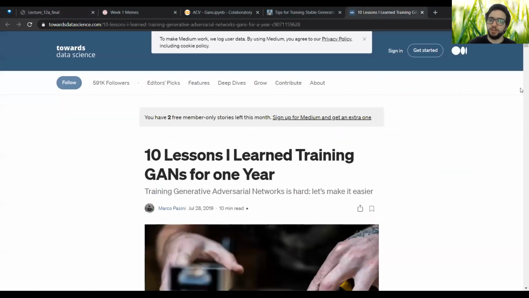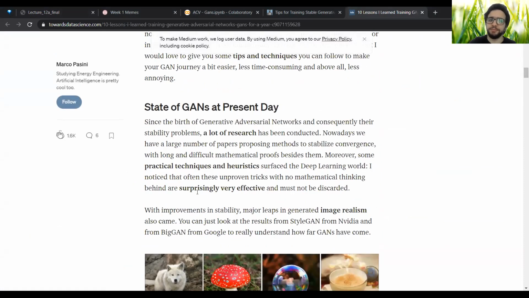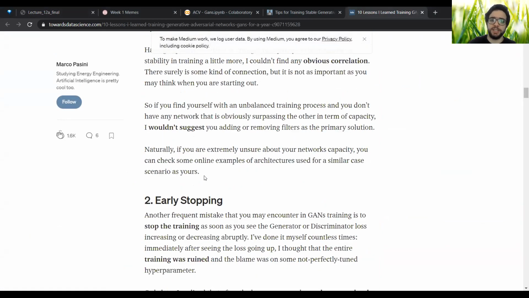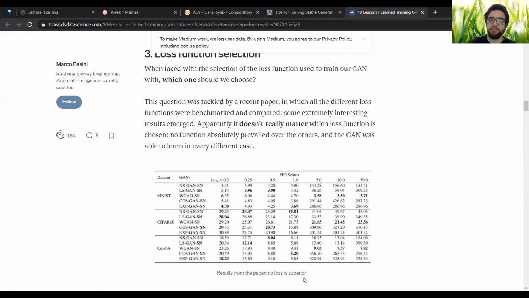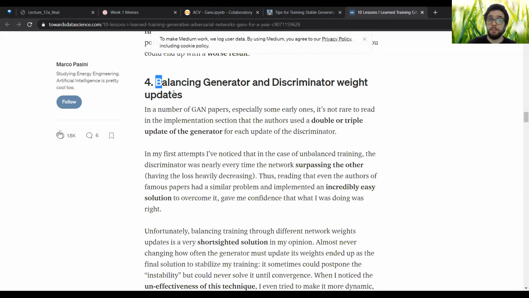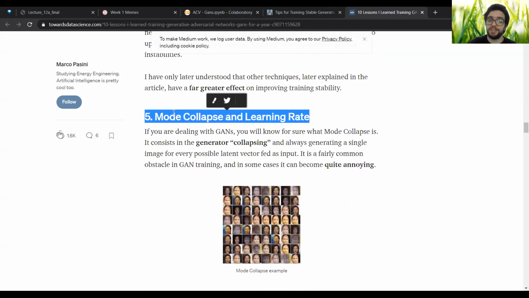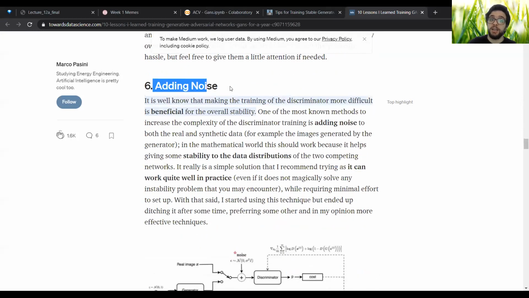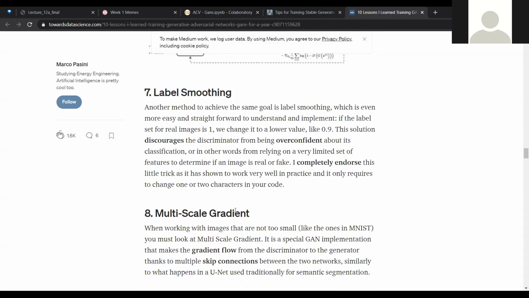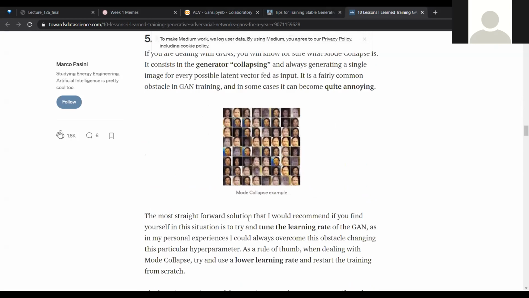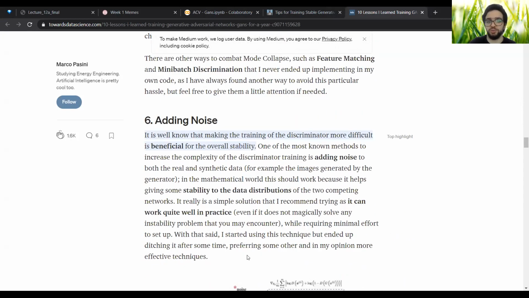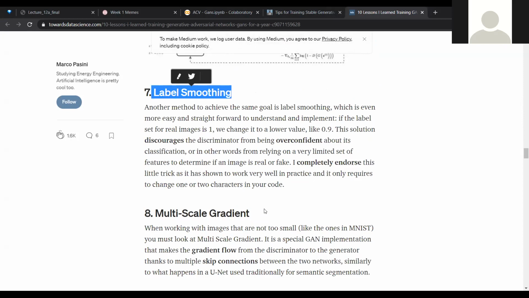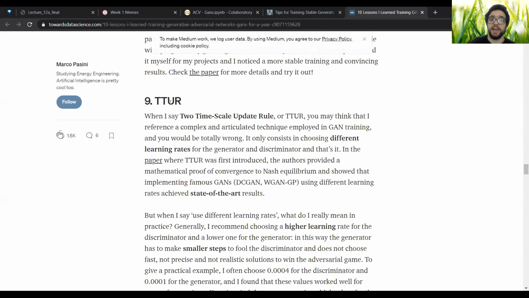For your reading, I will give you two articles, including 10 lessons I learned from training GANs. It's very useful. It speaks about the stability and capacity of GANs, early stopping and why it's not something that you should do, the loss function selection, which we have seen previously, and why there is not really much of a difference, balancing the weights of the loss functions, what mode collapse is and how we can fix it using learning rate. Mode collapse is interesting, and it doesn't deserve just one paragraph. It's a very complicated task, but they give some very cool tips that you can easily understand how to use. Okay. Label smoothing, why is it interesting? Multi-scale gradients and TTUR. TTUR, I'm definitely going to ask you guys questions about it because it's very interesting.